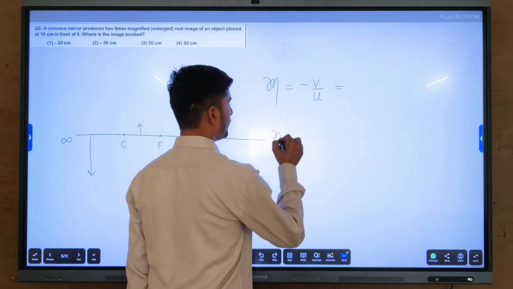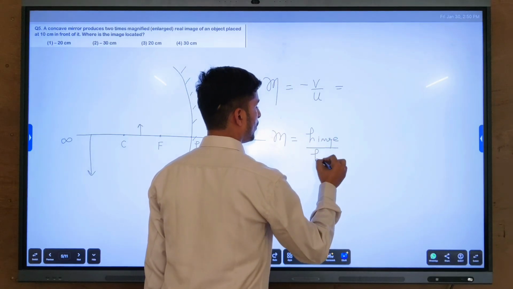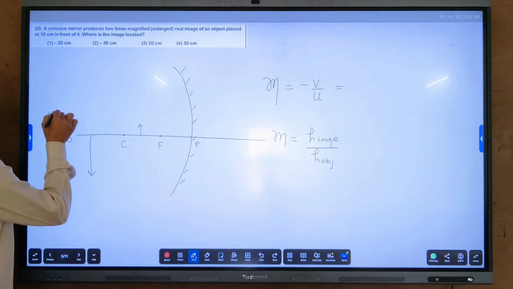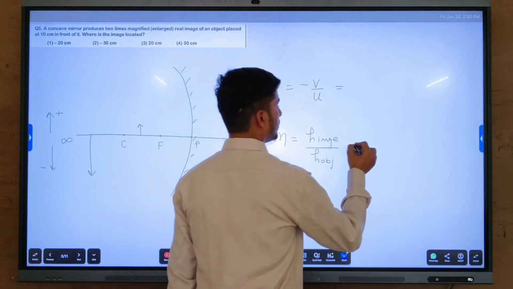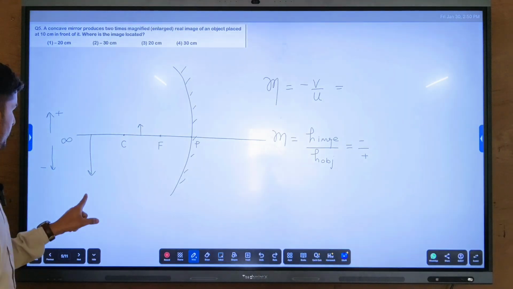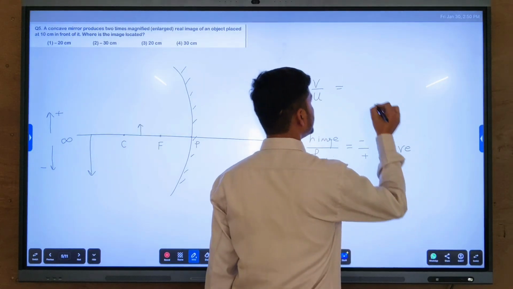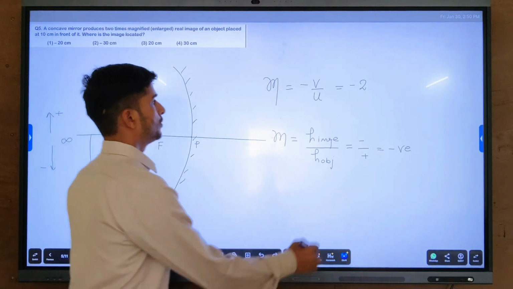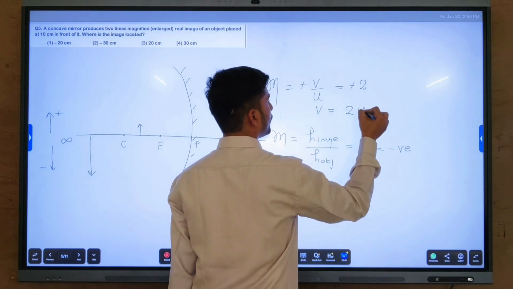So we also know magnification equals the height of image divided by the height of object. And we know the sign convention. Upside the principal axis we take positive and downside we take negative. So this one is negative and this one is positive in our case. You can say the image is downwards and our object is upwards. So this is coming negative. That means we must put the value of magnification as minus. So when we cut this value, we get V equals 2 times U.